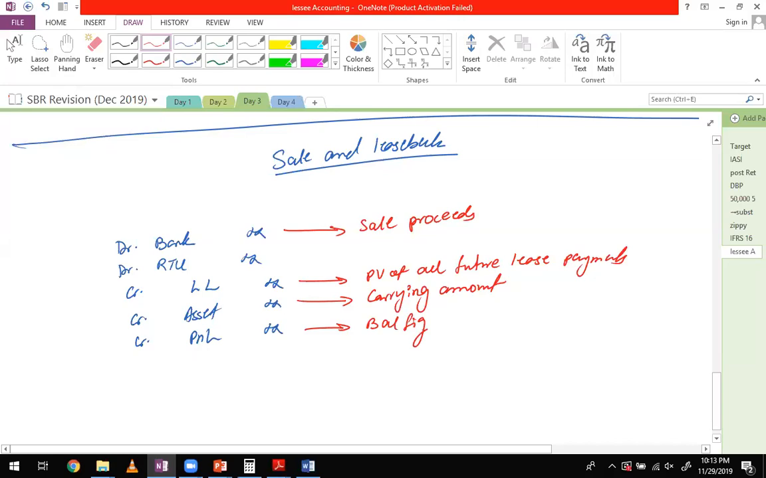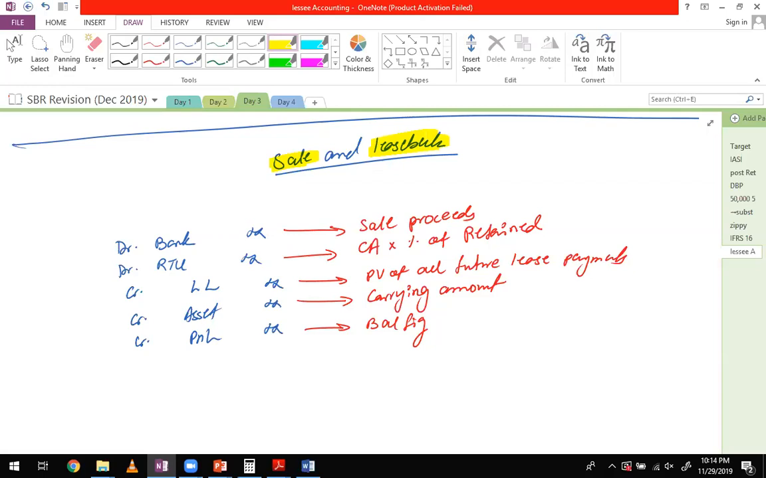Now, the only complex value that we need to calculate in this is the right to use asset. At what amount the right to use asset will be recorded. So in this case, we say that the right to use asset should be recorded at the carrying amount multiplied by the percentage of the asset retained. Now, because we have first sold the asset and then leased it back, we have not sold 100% of the asset. So how much percent have we sold and how much percent have we retained?